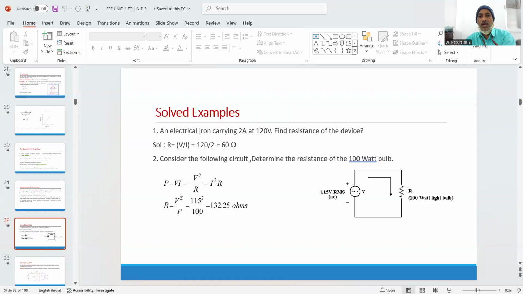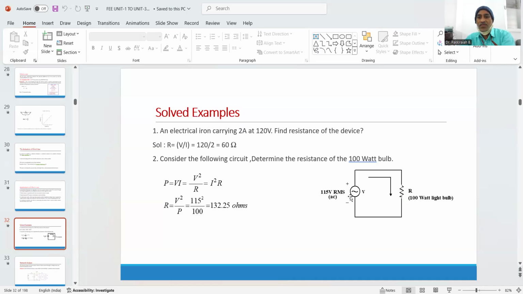An electrical iron carrying 2 amps at 120 volts. Find the resistance of the device. By Ohm's law, you need to find the resistance: R equal to V by I. Given V equal to 120, I equal to 2 amps. R equal to 120 by 2, 60 ohms. Another numerical you can also see here.